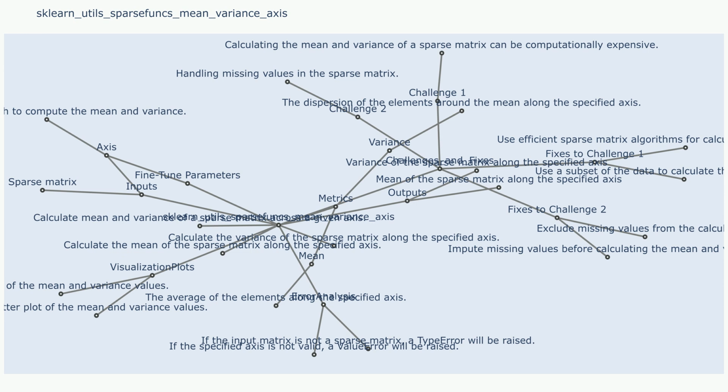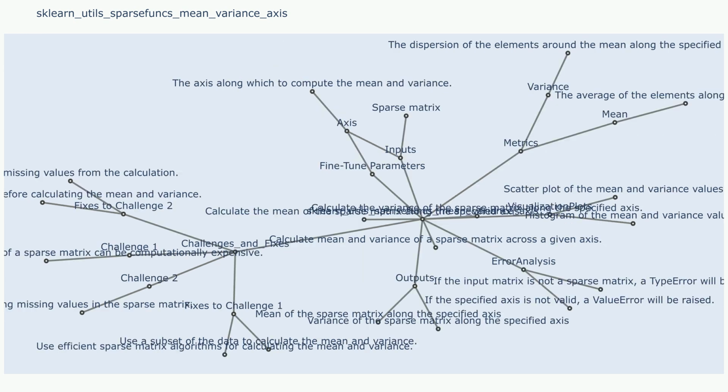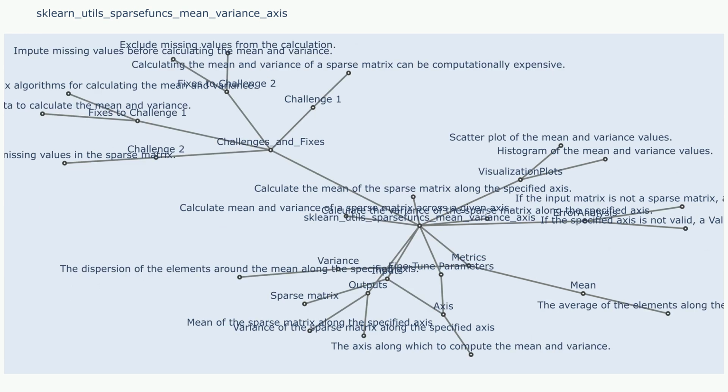Uncertainty methods. Confidence intervals: calculate the confidence intervals for the mean and variance using statistical methods. Bootstrap: resample the data multiple times and calculate the mean and variance for each resample to estimate the uncertainty.